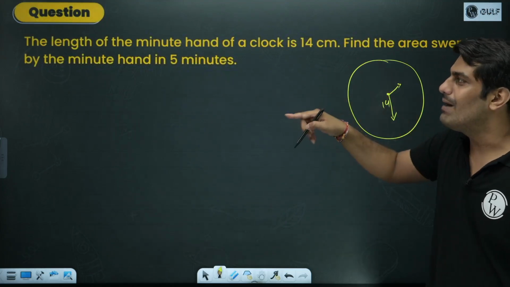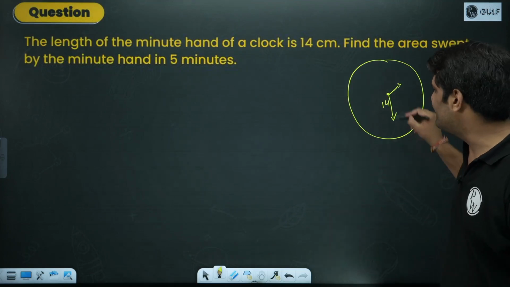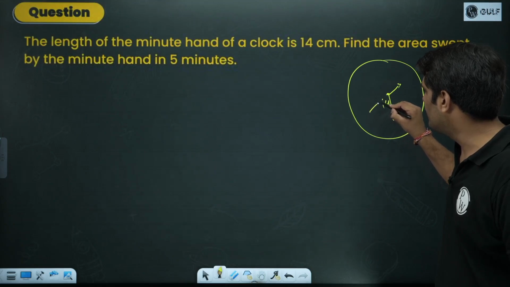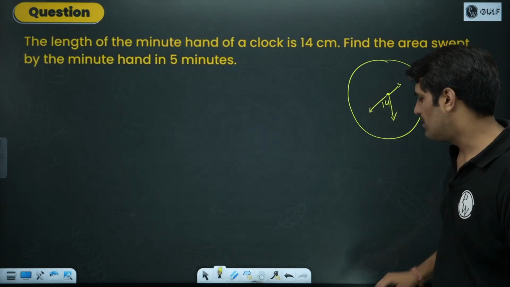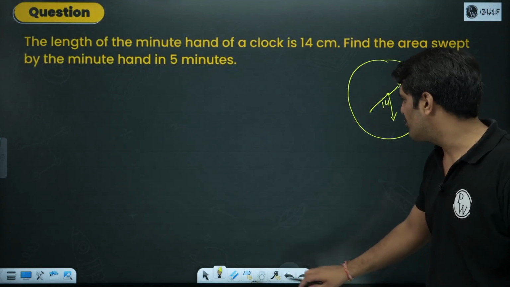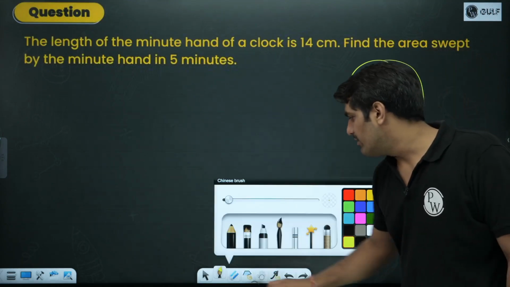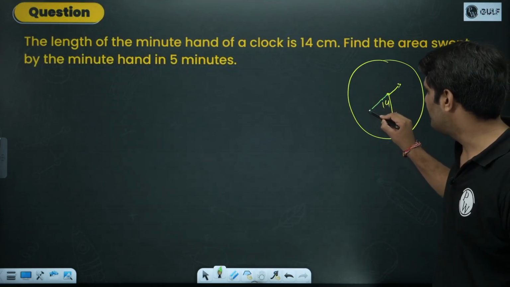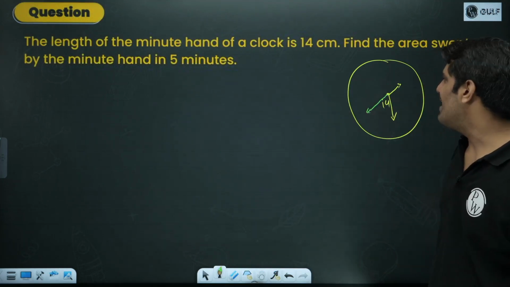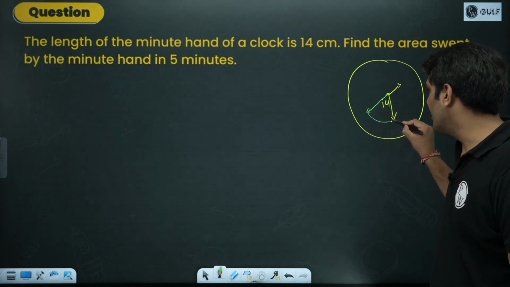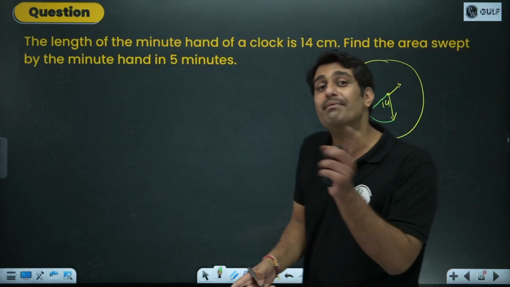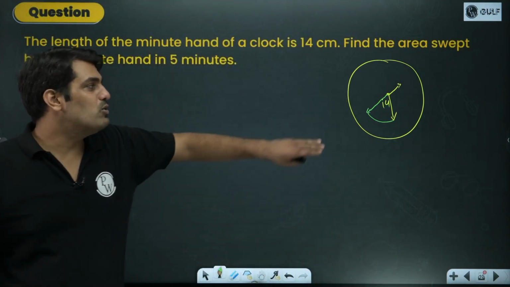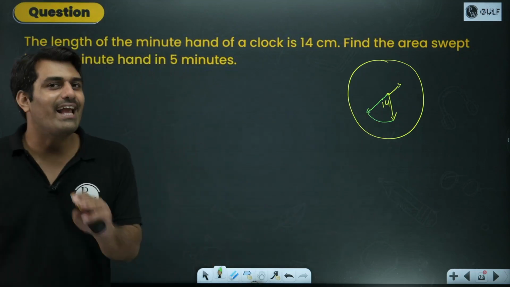Find the area swept by the minute hand in 5 minutes. So let's say initially it was over here, and at a later point of time it reached something over here, or let me draw it with a different color so that you have better clarity. After 5 minutes it is at this point, something like this. If you observe from here to here, it has swept some area, and this is the arc of the circle whose area we are interested in.